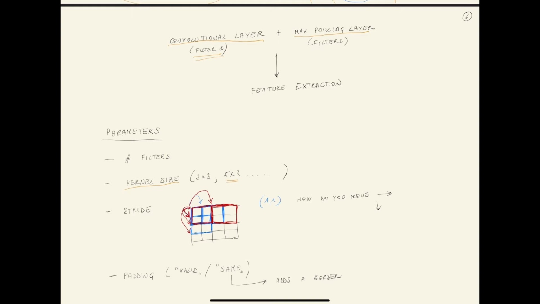So basically, stride is a hyperparameter that tells us how we move, how we shift the filters that we are using to detect our features. And finally, we have a padding variable, which can be valid or same.